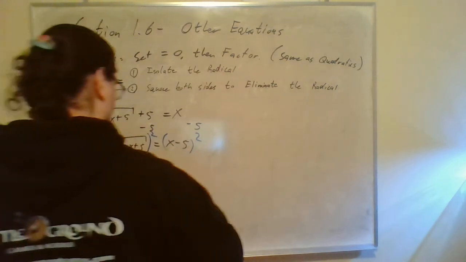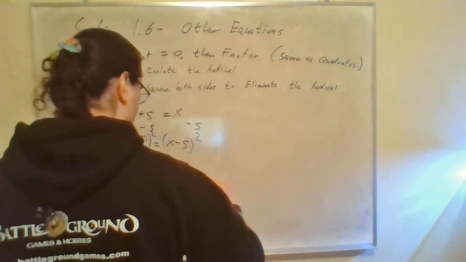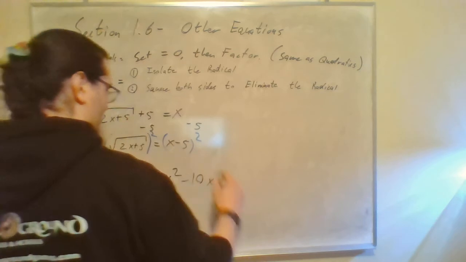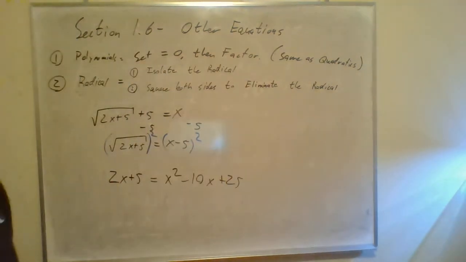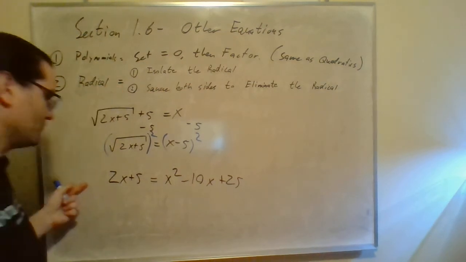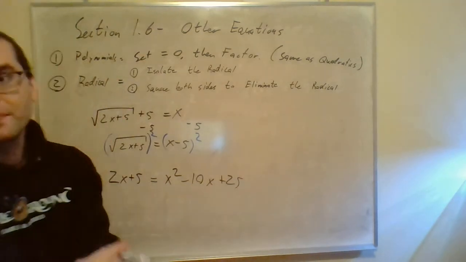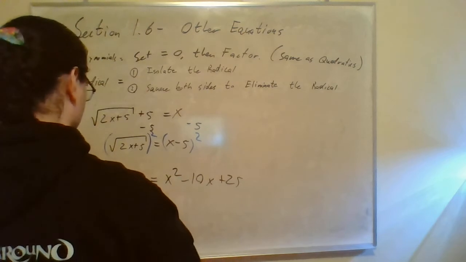This will give us an x squared minus 5x is minus 10x, and then plus 25. Not so bad. No more radicals, at least, and that's the goal. The radicals have been eliminated. And now, again, we are left with a quadratic, which is fine. We can solve quadratics. We have lots of practice doing that.